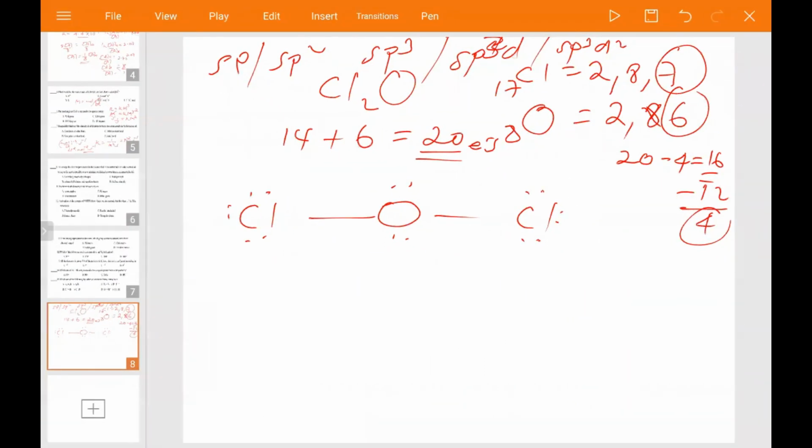Someone said sp3d. Why did you say sp3d? What does sp3d mean? How many pairs of electrons are there? 1, 4, 5. There are 5 pairs of electrons. Don't confuse this. Sp3d means together there are 5 pairs of electrons. This is the meaning.